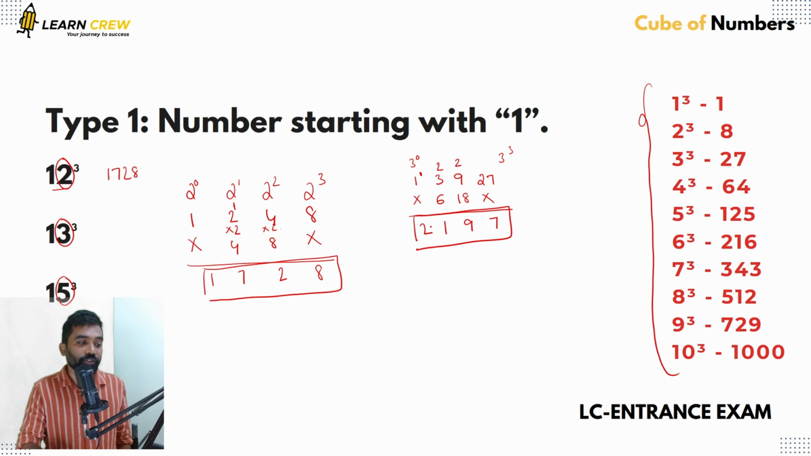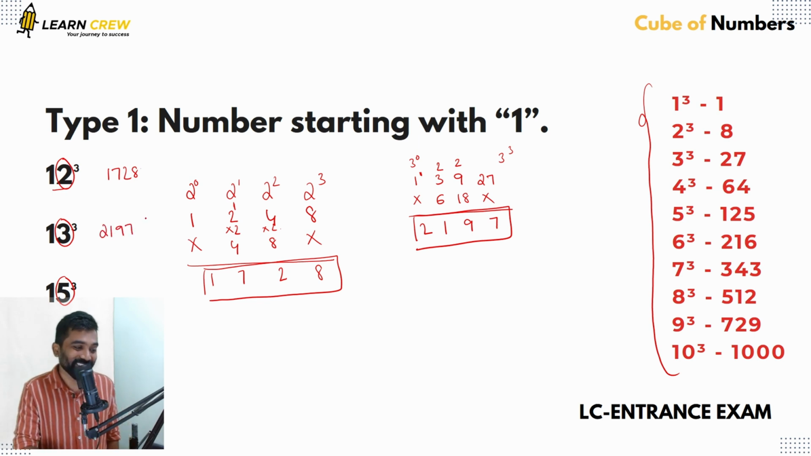2197 is the answer for your 13Q. Check it out if you're having confusions. Fine, don't trust me also. Next, in a similar way, do it for 15.